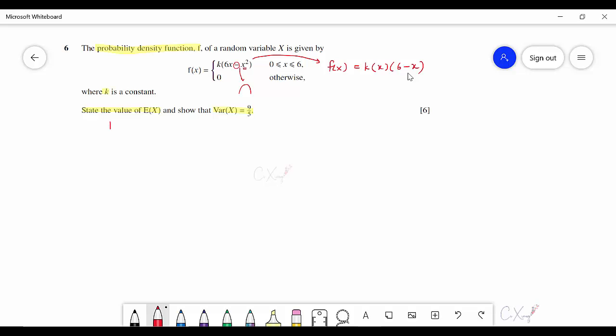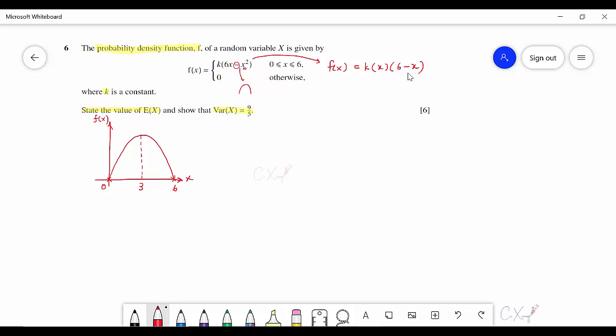Okay, so when you try to sketch out the graph for this probability density function, it will look something like this, with x-intercepts at 6 and 0. And for a quadratic expression, it should be symmetrical, which means that x = 3 will be the line of symmetry for this function. I don't know the highest value here, but I just know that the x-intercepts will be 0 and 6.